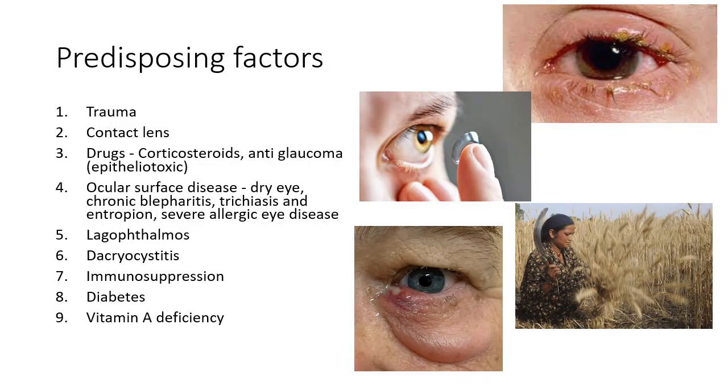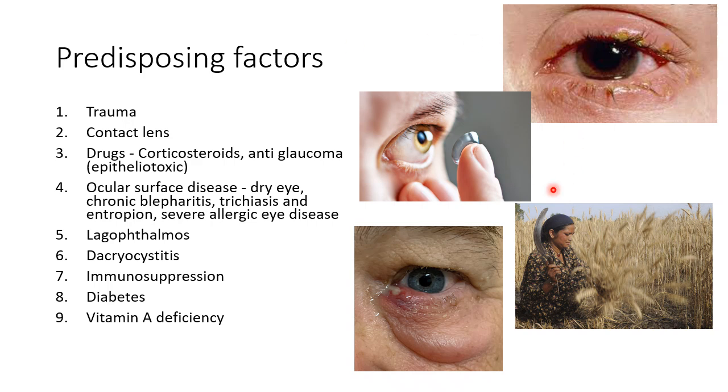So, what are the predisposing factors? Now, in India, with the majority of its population in the agriculture sector, a lot of injury with vegetative matter happens. So, in India, trauma, especially with vegetative matter, is one of the most common causes of ulcers, and they're usually fungal ulcers, but then, of course, they can have superadded bacterial infections.